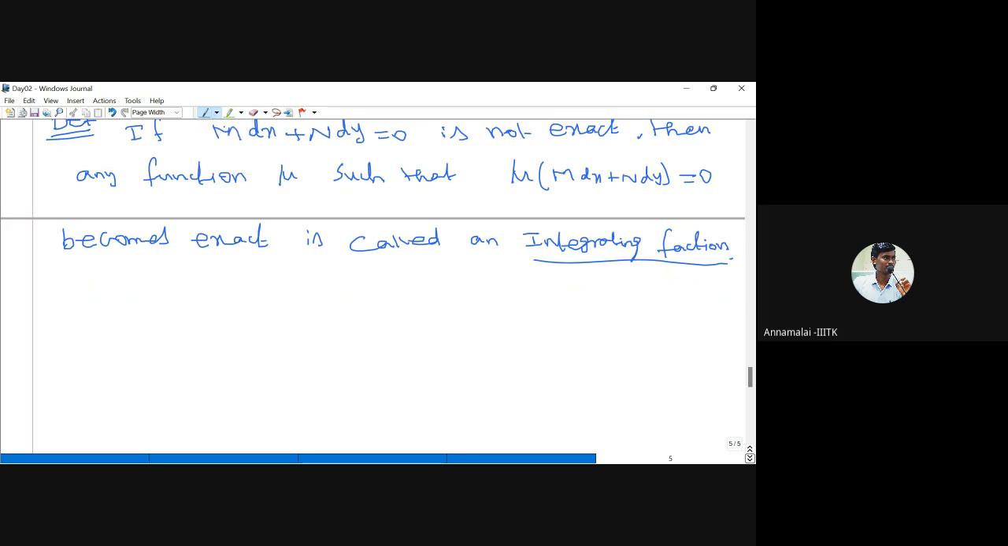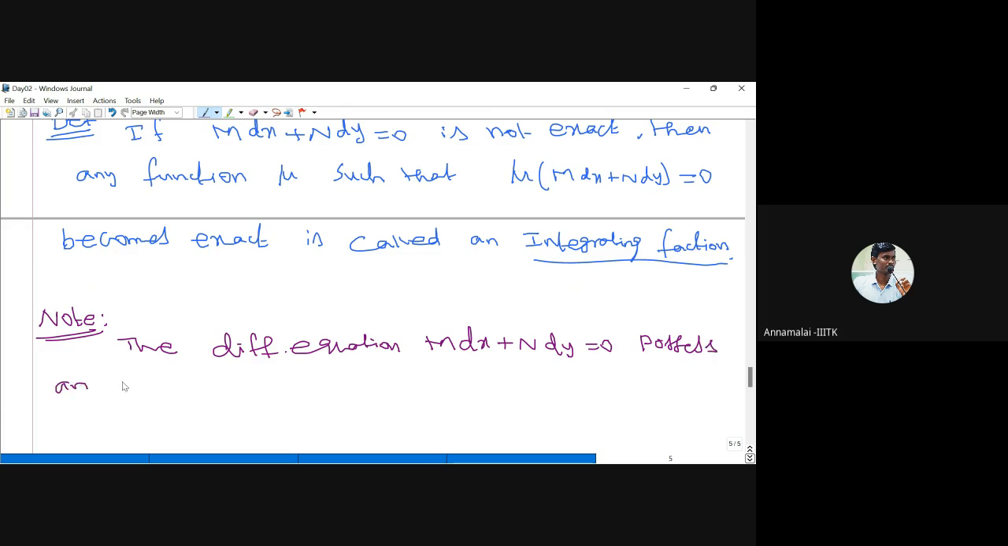So mark as note, the differential equation M dx plus N dy equal to 0 possesses an infinite number of integrating factors.